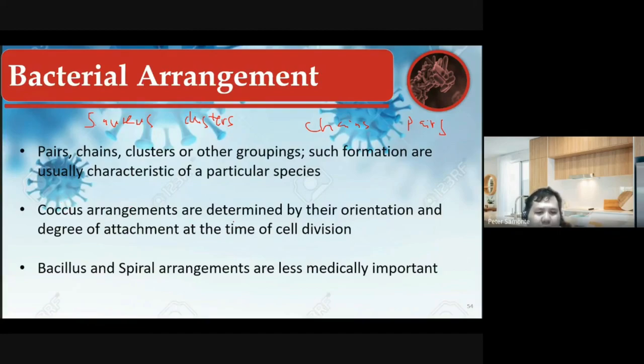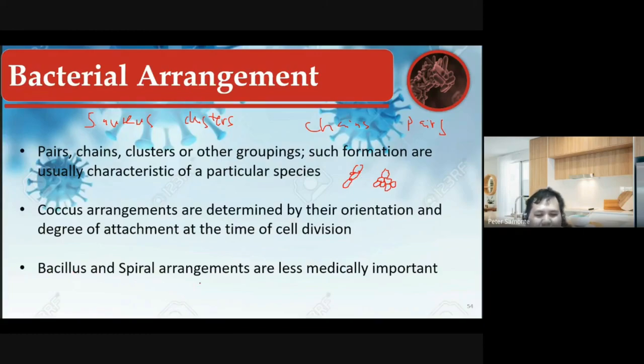Now, your coccus arrangements are determined by their orientation and degree of attachment at the time of cell division. So what this means, class, is, diba, this is your coccus. They would divide by binary fission. So maghahati sila. Then, depending on how they would divide at the time, they could form their arrangements. So pwede sila maging clusters. Pwede naman kapag nag-divide, ganyan sila. Pwedeng ganyan, pwedeng ganito, tapos nag-break off, they would produce your chains.